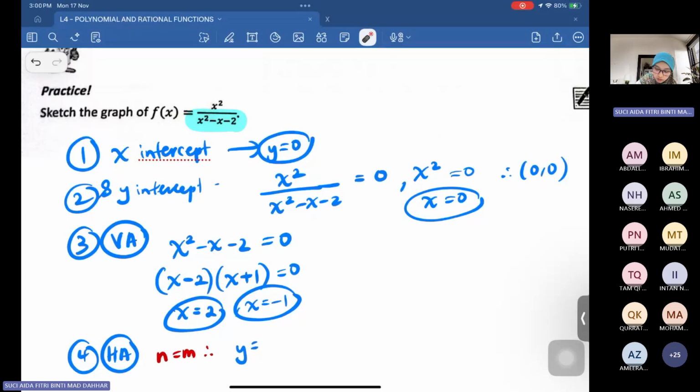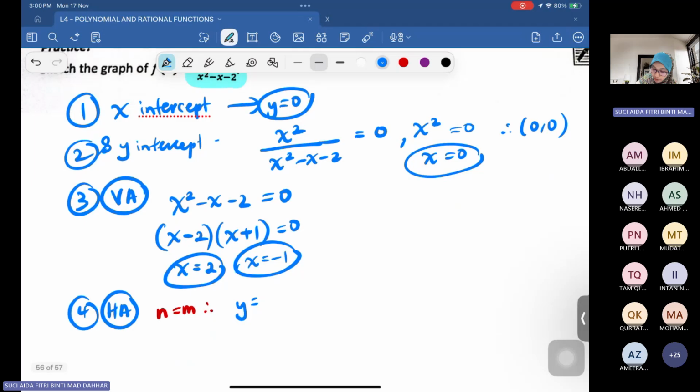This is 1, right? This is also 1. So 1 divided by 1, or you can do x squared divided by x squared. That is just 1. So your horizontal asymptote is at y equals 1. It's above, okay, it's not on the x-axis anymore. Okay, done. So we got all the intercepts.